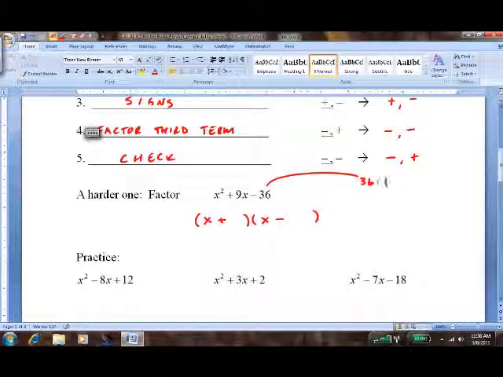Always start with the self times 1. That's the one most people forget. I like to go the biggest I can from there. 18 times 2, 12 times 3, 9 times 4, 6 times 6.